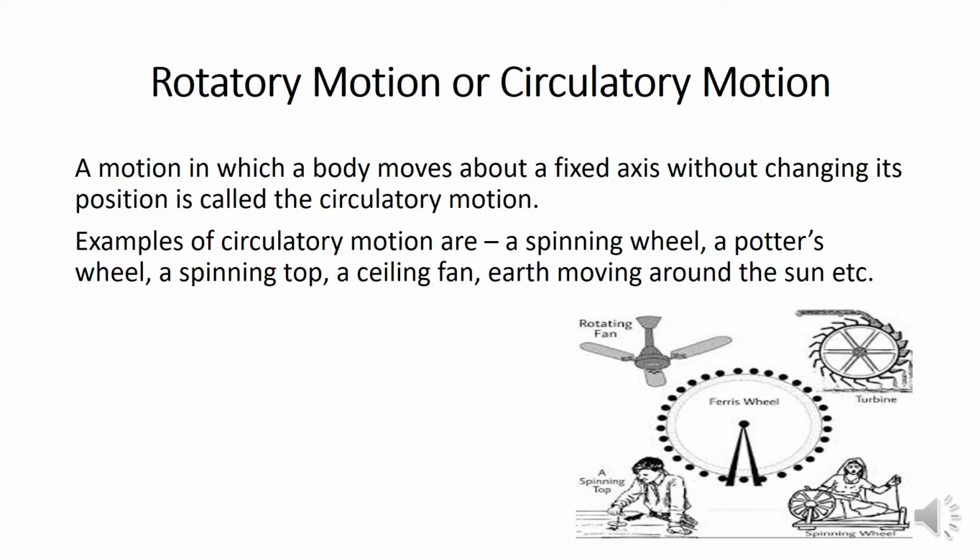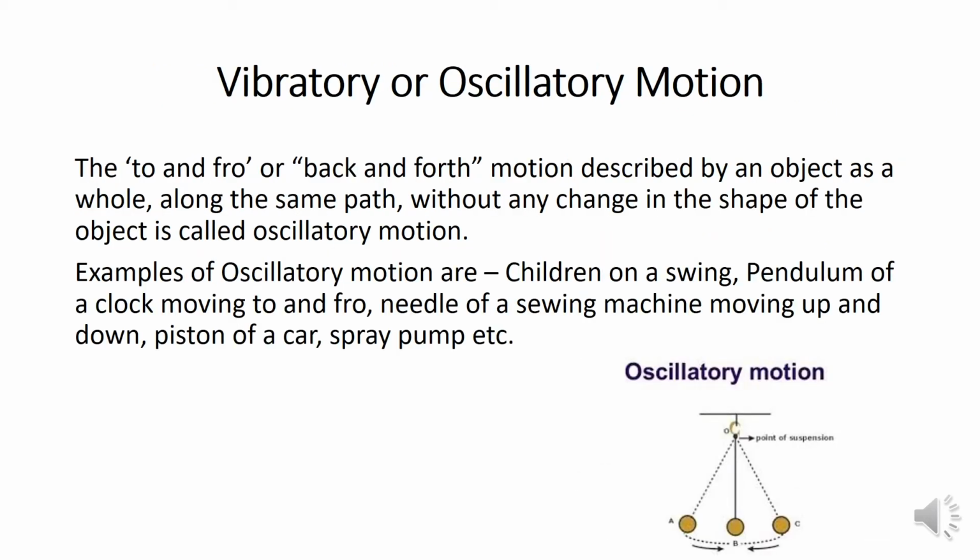And then we have the third type of motion, which is vibratory motion or oscillatory motion. This is a motion which moves to and fro or back and forth, like that of a pendulum. Or you could look at the strings of the guitar or the sitar, the musical instruments that we have. When you strum it, when you pluck it, what happens? It vibrates. So this is an example of vibratory or oscillatory motion. It is to and fro or back and forth motion described by an object as a whole along the same path without any change in the shape of the object, and it is called oscillatory motion.